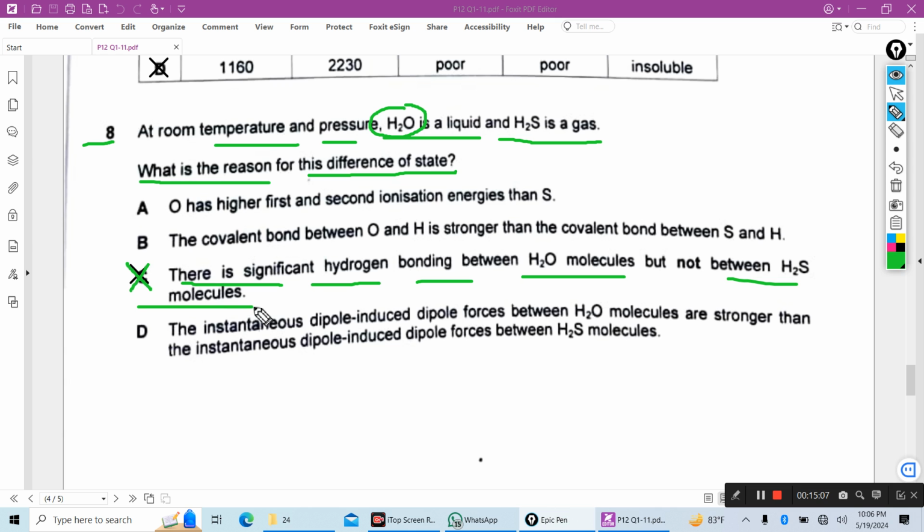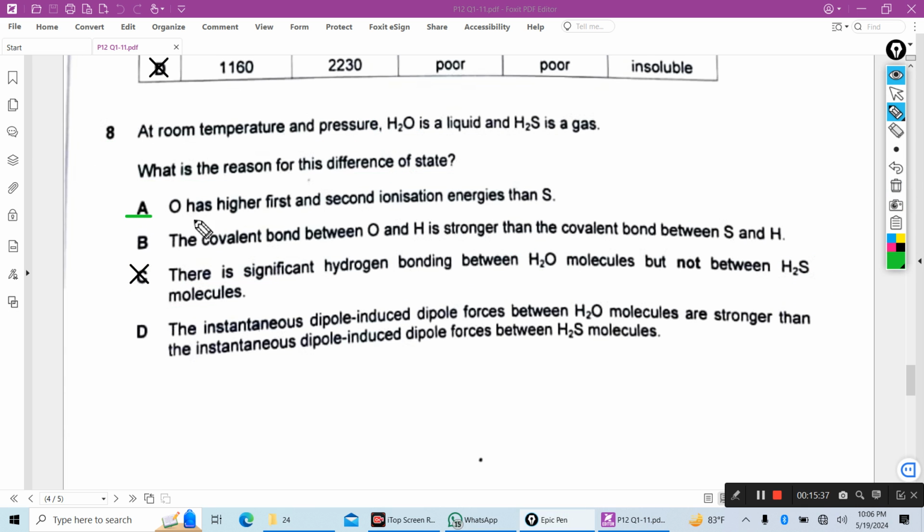You know, hydrogen bonding can only form with N, O, F, nitrogen, oxygen, fluorine connected with hydrogen, but sulfur in hydrogen sulfide cannot form hydrogen bonds. So there is a greater number of hydrogen bonds in water molecules, but no hydrogen bonds between hydrogen sulfide molecules. That's why water is a liquid and hydrogen sulfide is a gas.